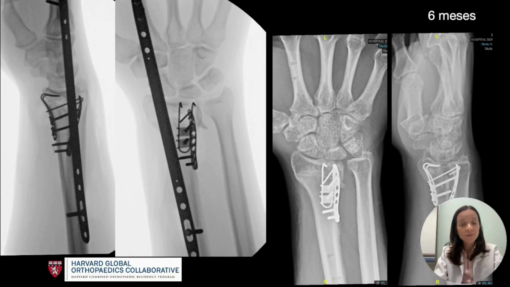Fixing the intermediate column corrects the carpus translation and articular congruity. And finally, the fracture successfully heals.